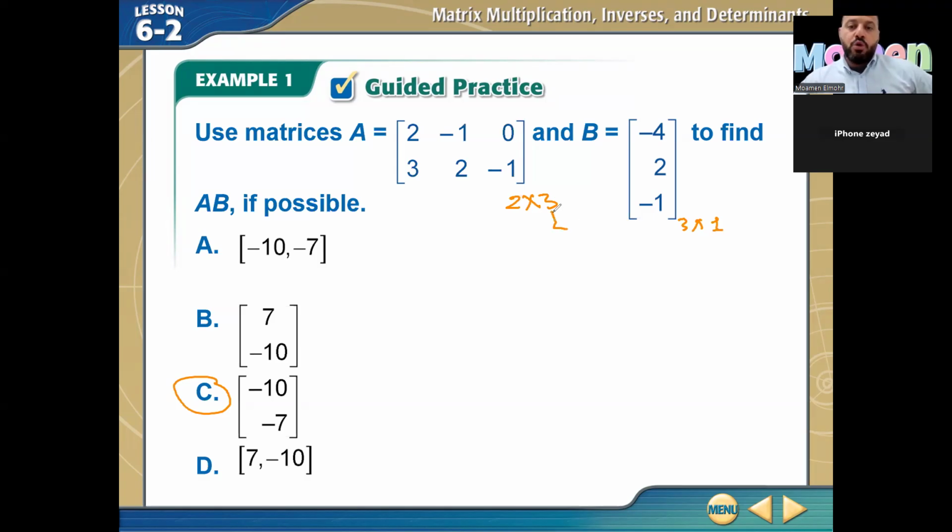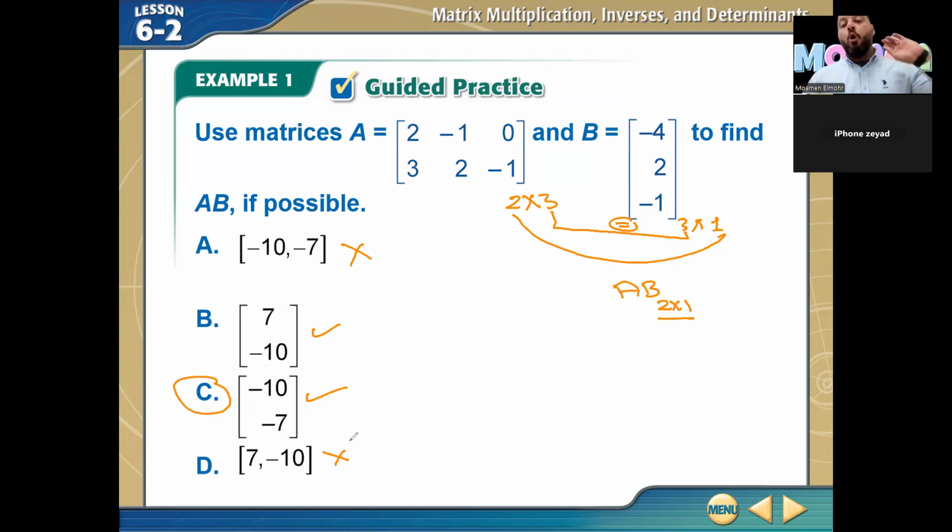As the number of columns of the first matrix equals the number of rows of the second matrix, they are equal, so we can perform the multiplication, and the result will be 2 times 1. Pay attention to this: the product AB will be of order 2 times 1. Which of the following is 2 times 1? This one is 1 times 2, so it's out. 2 times 1 may be this or this, and this is out. So now the result will be letter B or letter C. Let's work it out to get the answer.